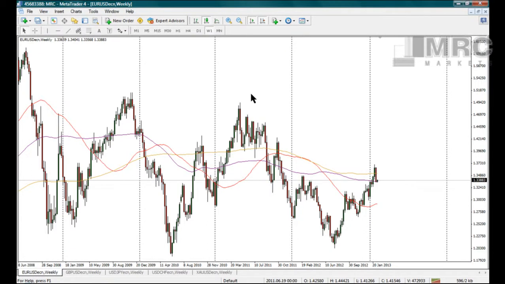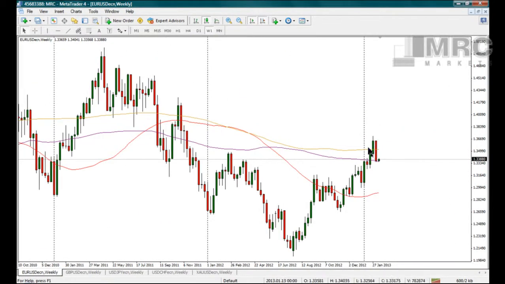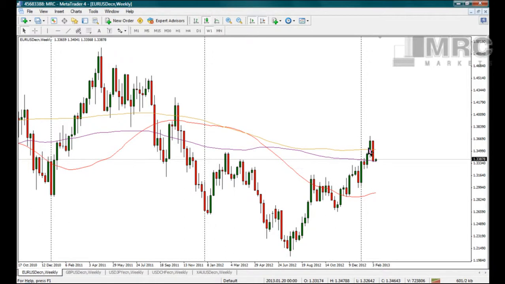Okay, let's have a look at the Euro dollar chart. This is the weekly one. What do we have last week? Very bearish candle, bearish engulfing pattern, although we have slightly closed above the 100-week moving average here. It's pretty much just about closed above, so it could just be a retracement candle.